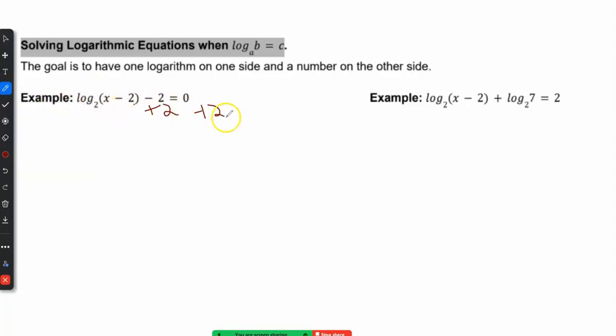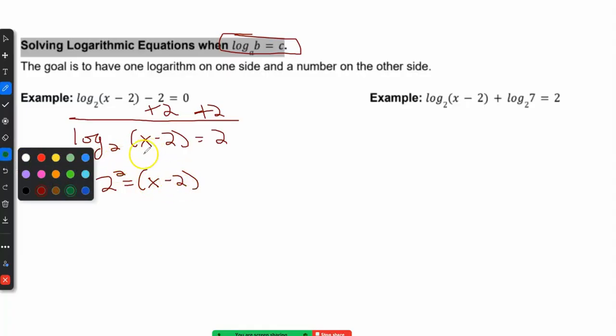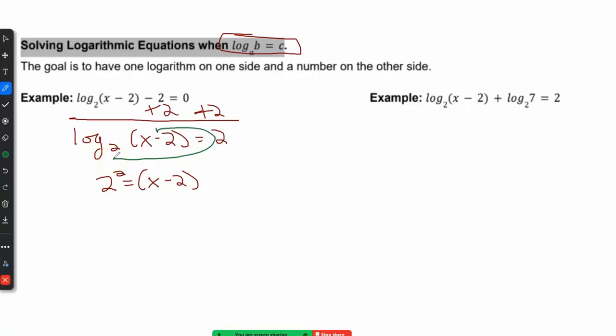I need to move that 2 to the other side. And now I have log base 2 of x minus 2 equals a number. So I have a setup of log equals a number. This is the setup I'm looking for. Now I can loop this and get its exponential form. So remember, we can go 2 squared equals x minus 2. In other words, 4 equals x minus 2, and I can just solve for x.